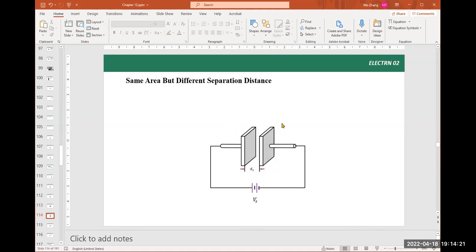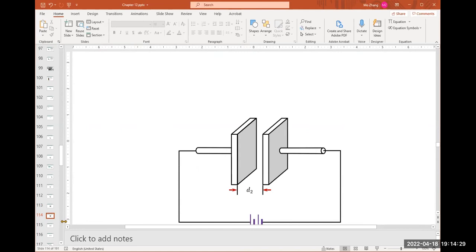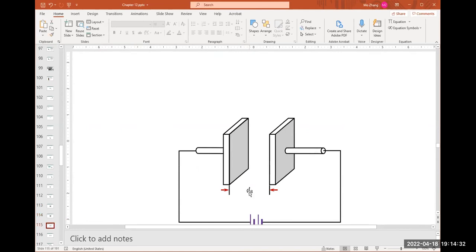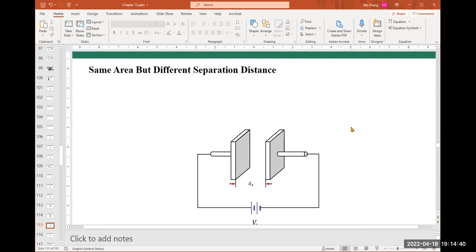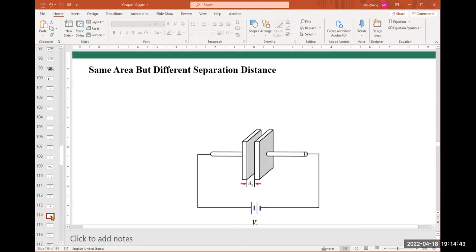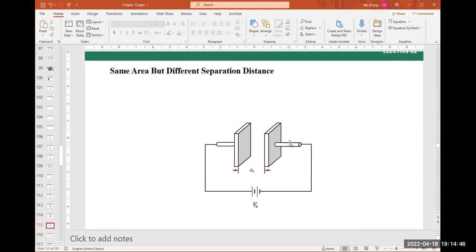And now, let's put the plates further apart. D2, the second distance. And now, how about we try the third one. The third distance, where the distance between the plates is even further. And now let me ask a question. Among these three, which scenario, which capacitor, has the biggest capacitance? Or do they have the same capacitance?